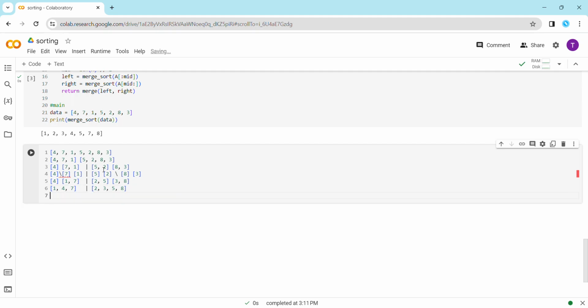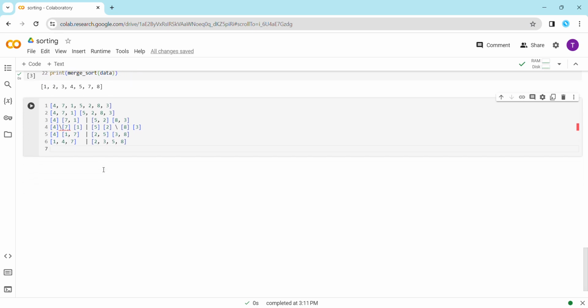So then both of the subarrays will be compared again, and the first index of each subarray will be taken. Between 1 and 2, 1 is smaller than 2, then 2 is compared with 4, 2 is smaller. The next one, 3 is compared with 4, 3 is smaller. 4 is compared with 4, 4 is smaller. 7 is compared with 4, 4 is smaller. And 7 is compared with 8, 7 is smaller, and lastly 8.